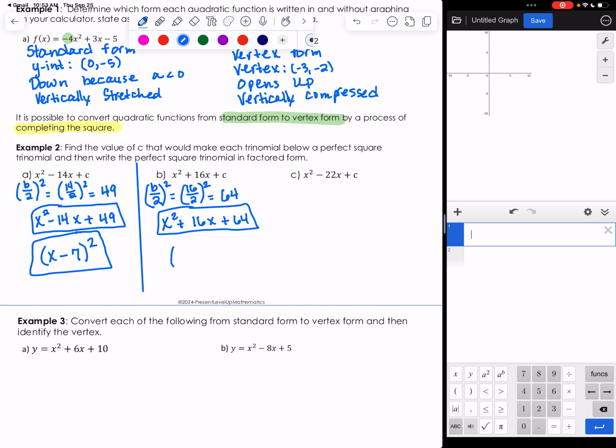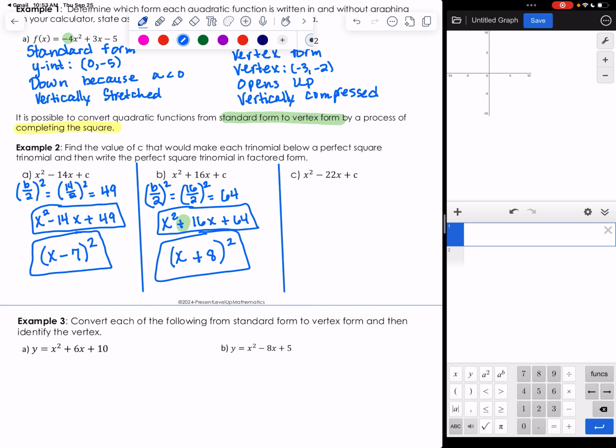And then factor that expression. So to factor it, take the square root of the first term, the square root of the last term, and use the first operation symbol, so plus, and then squared. X plus 8 parentheses squared. All right, pause the video and try problem C on your own. All right, welcome back. Let's see how you did.